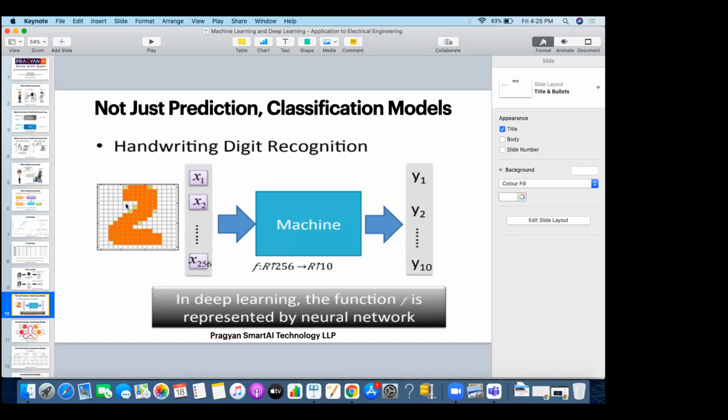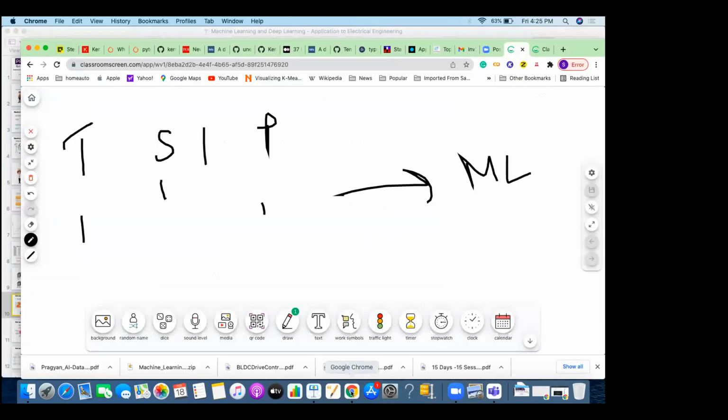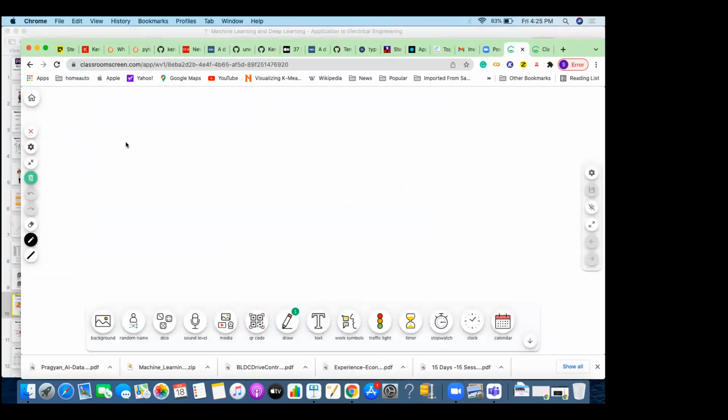If I'm giving a handwritten digit, I'm asking the machine to figure out whether it is a 2 or 3 or 4 or something like that. I'm not writing the code to figure it out. I'm giving the digit and asking the machine to predict what it is. This is not prediction, this is identifying whether it is a 2, 3, 4, 5. How many different digits are there? 10 digits.